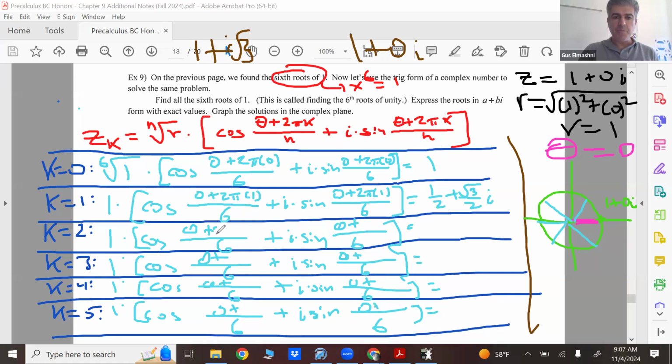And then 2 pi times 2, 2 pi times 3, 2 pi times 4, 2 pi times 5. Sorry, it's going to be really hard to squeeze this in. 2 pi times 2, 2 pi times 3, 2 pi times 4 and 2 pi times 5. Okay. And let me get all the answers now.